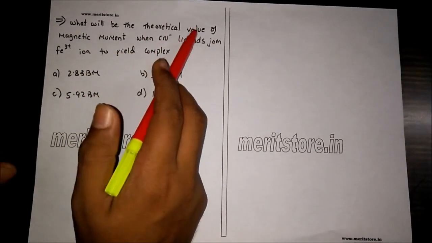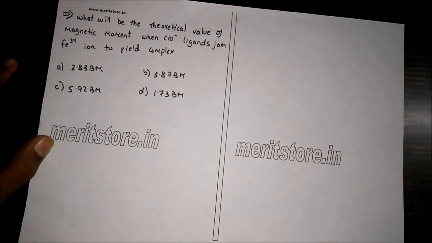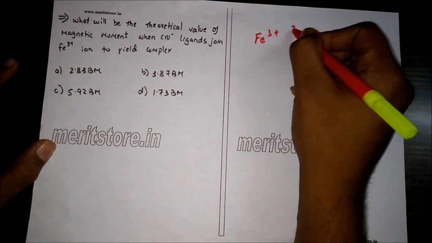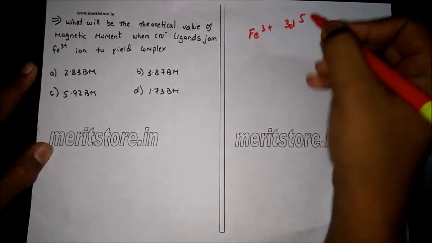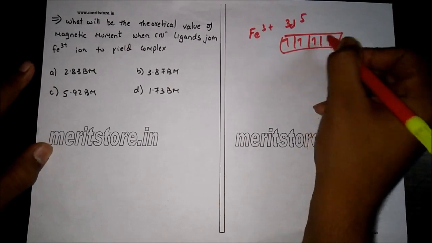What will be the theoretical value of magnetic moment when CN- ligands join Fe3+ ion to yield a complex? Now, Fe3+ ion has a 3d5 configuration. Therefore, all 5 electrons are unpaired.